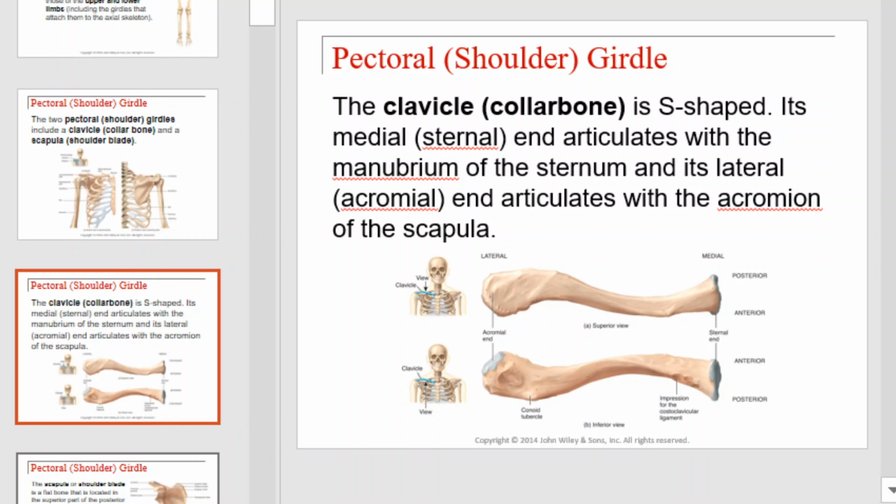The clavicle or collarbone is an S-shaped bone. Its medial or sternal end articulates with the manubrium of the sternum, and its lateral acromial end articulates with the acromion of the scapula.